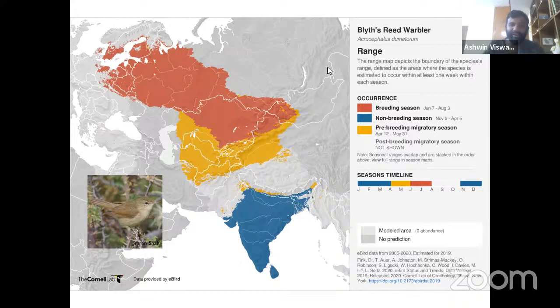Yes, you can assign comments and descriptions to photos when you upload them. Showing breeding plumage, yes, you can.